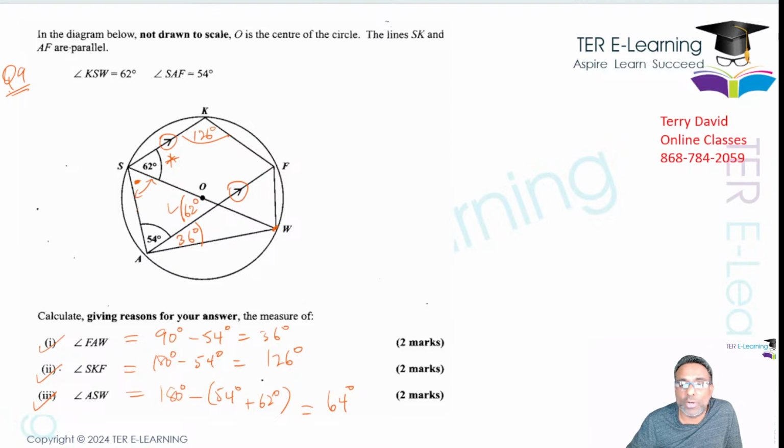So guys, for circle geometry, you all need to learn your rules. You need to learn your rules when it comes to this.